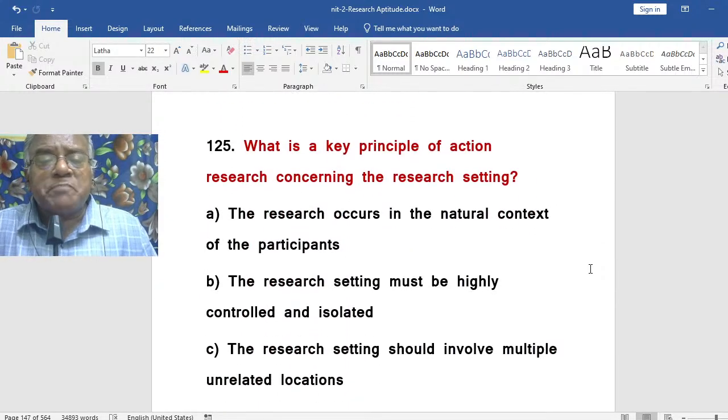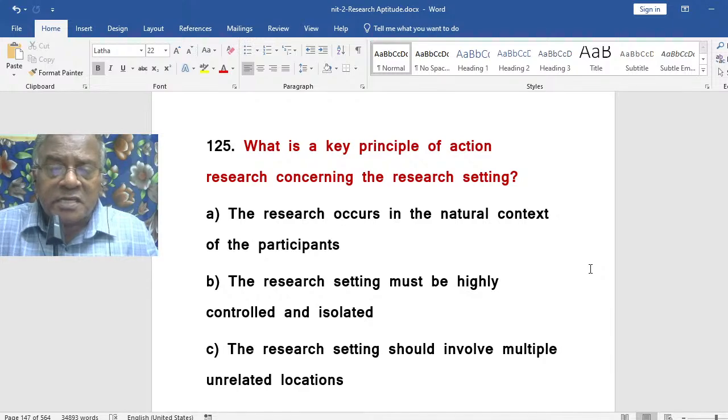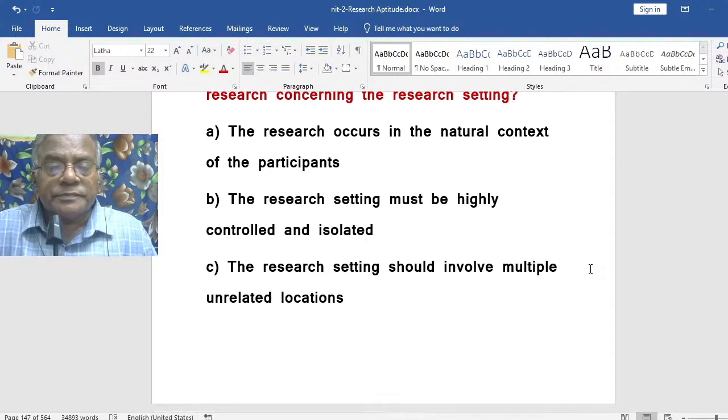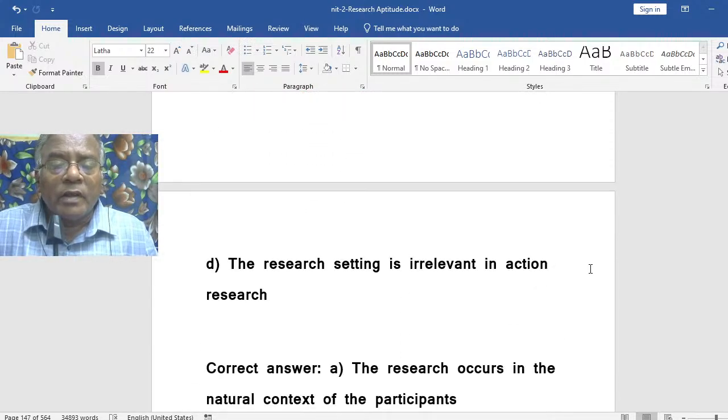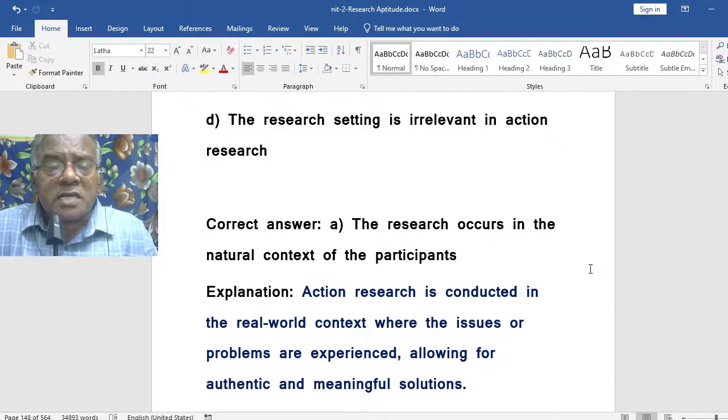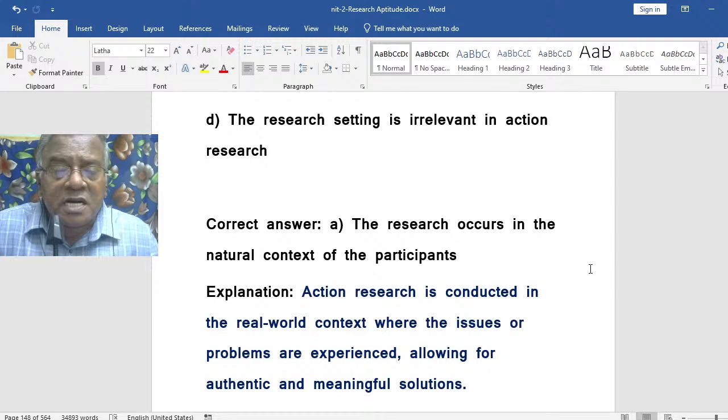What is the key principle of action research concerning the research setting? Out of these four options, which is the correct one? Key principle of action research. That is, the research occurs in the natural context of the participants.